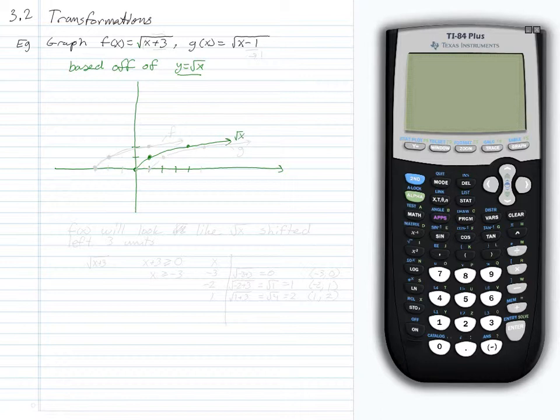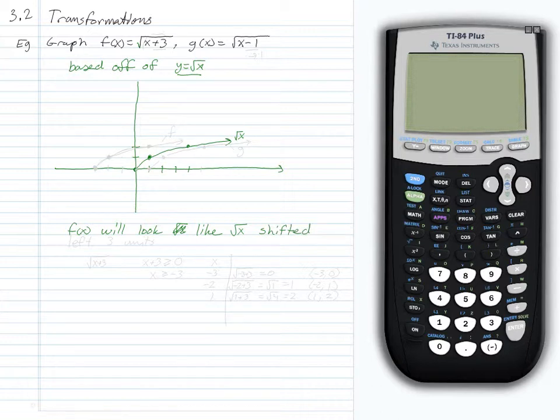Now to graph f of x, we will recognize that this is going to look like the graph that we've drawn, but it's going to be shifted, and since what's changed is inside of the function, that will look like the square root graph. Since what's changed is inside of the square root, the shift is going to be horizontal.